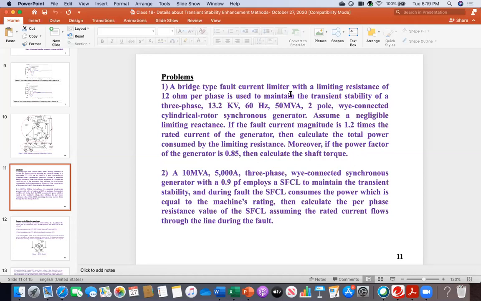A bridge type fault current limiter with a limiting resistance of 12 ohm per phase is used to maintain the transient stability of a 3-phase 13.2 kV 60 Hz 50 MVA 2-pole Y-connected cylindrical rotor synchronous generator. Assume a negligible limiting reactance. If the fault current magnitude is 1.2 times the rated current of the generator, then calculate the total power consumed by the limiting resistance. Moreover, if the power factor of the generator is 0.85, then calculate the shaft torque. Although the problem looks very long, the calculation will not be too long.